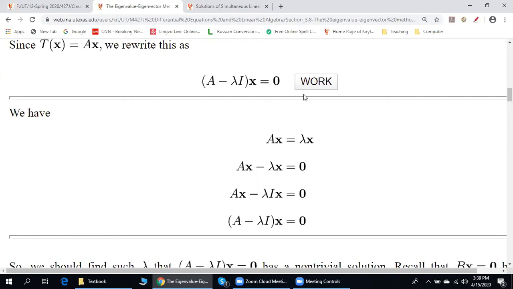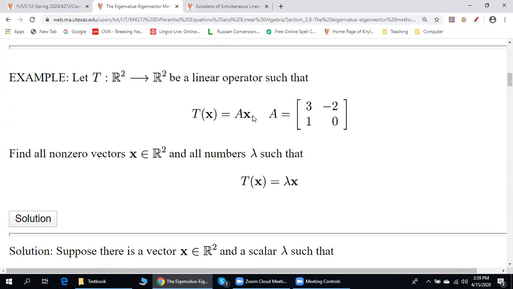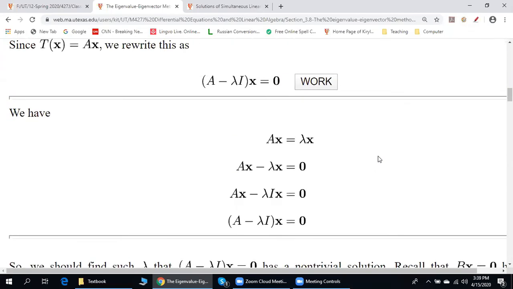Wait, how did we know that in the beginning lambda is a number and not a matrix? Because it's written. Okay, it's written. All numbers lambda. Okay.